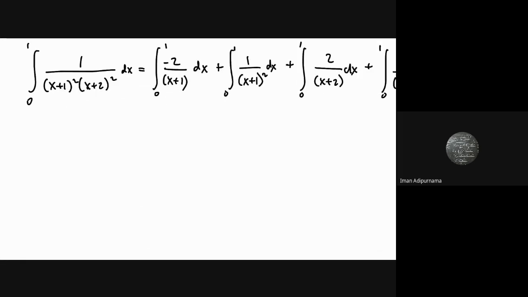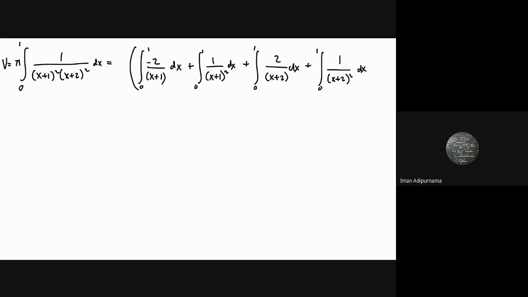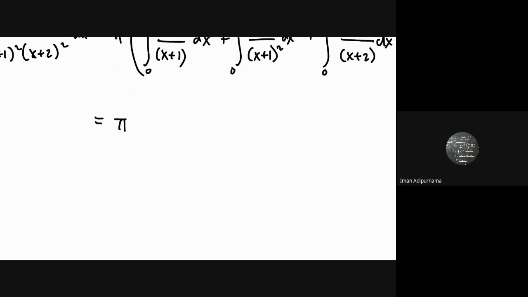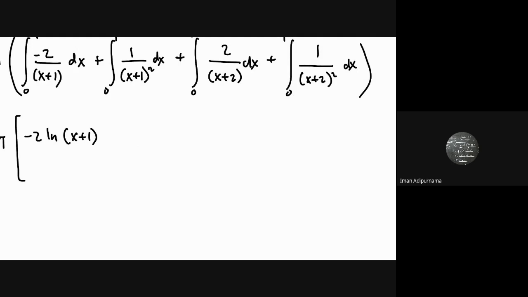Oh, I forgot the pi. So volume, this is pi. Let me move a little bit. This is pi, and this will be -2 ln x plus 1. This is another ln. Let me write here, plus 2 ln x plus 2.